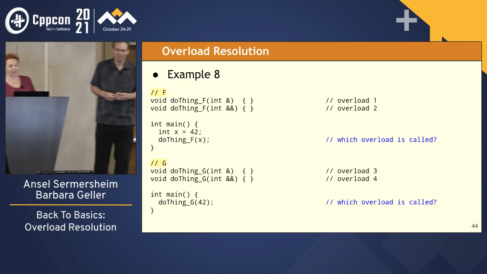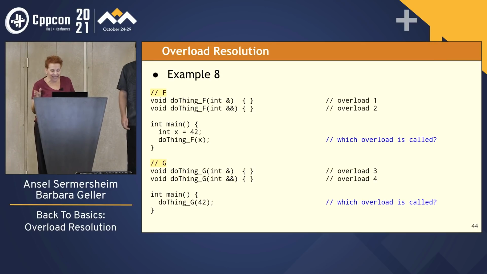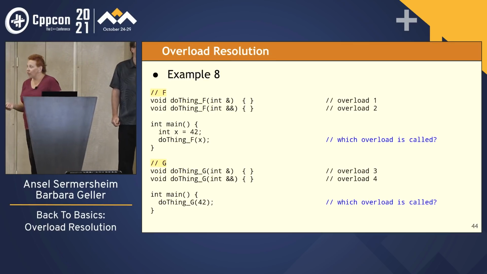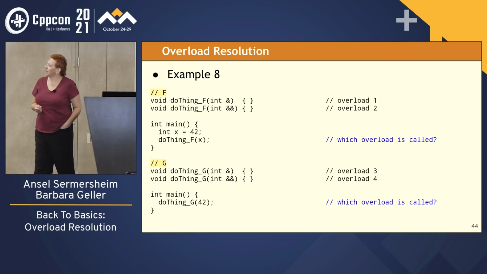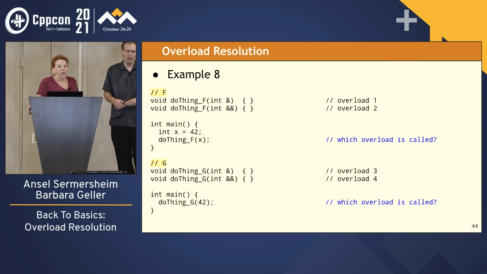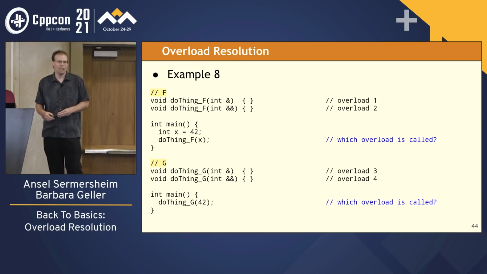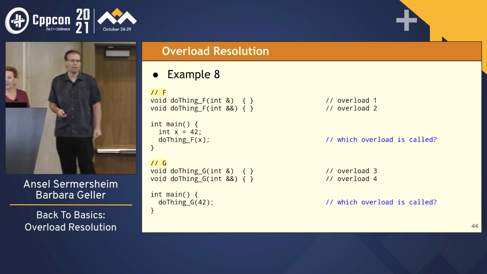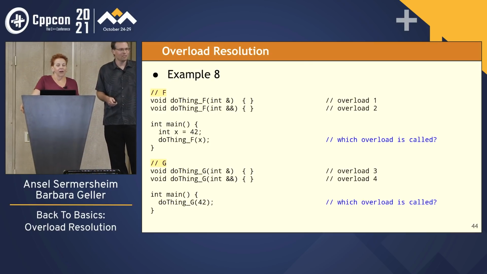Let's try it again on the exact same main on F and G. But we have changed the overload set. Added a few more ampersands. So now in each case, we have one candidate that accepts a non-const L value reference to an int, and one candidate which accepts a non-const R value reference to an int. For F? 1, 2.